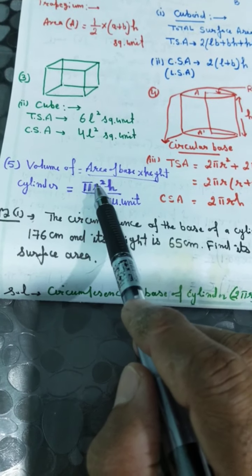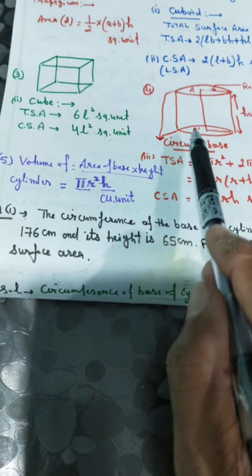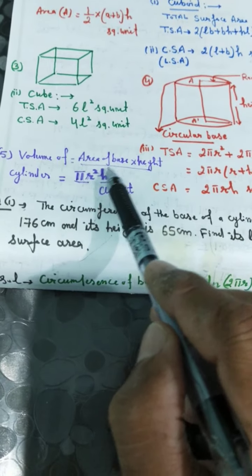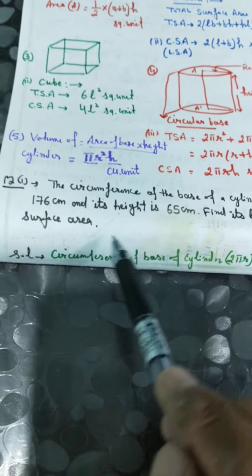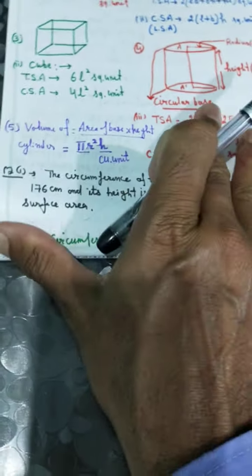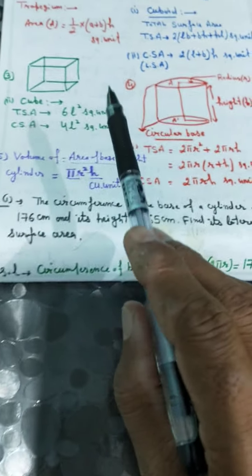Now, the volume of a cylinder is equal to the area of its base into height. The area of its base is pi r square, so the volume is pi r square h cubic units. So I will solve 4 questions. I take one question from each of these 4 chapters.